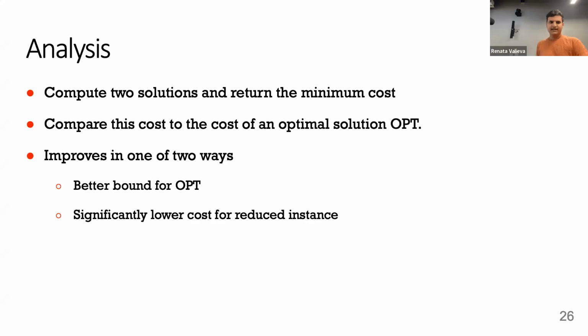In our analysis, we will have these two solutions and we will return the one with minimum cost. We want to compare the cost of these solutions to the optimal solution, opt, that we consider. This will improve our approximation ratio from the T-approximation in one of two ways. We either get a better bound for the optimal solution, or the cost will be significantly reduced. The optimal solution cost will be significantly reduced in the reduced instance, and that will give us a better approximation in the second solution.